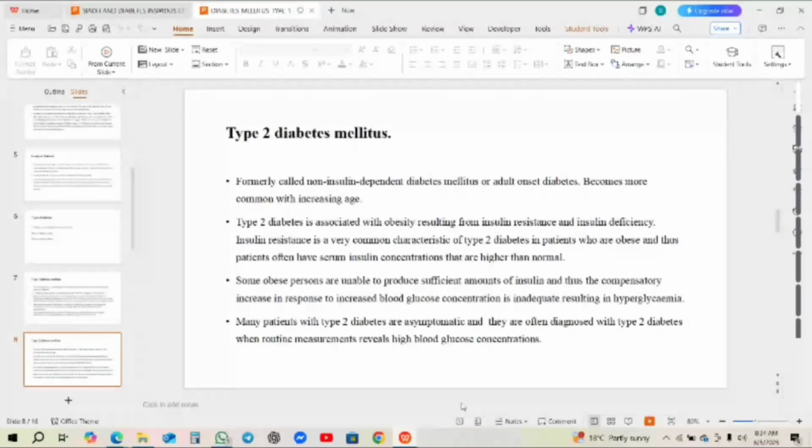We can continue with type 2 diabetes. Okay, Stephen, you can proceed.